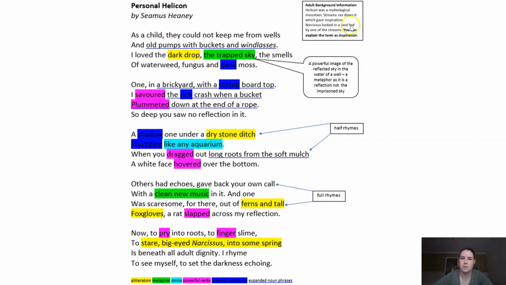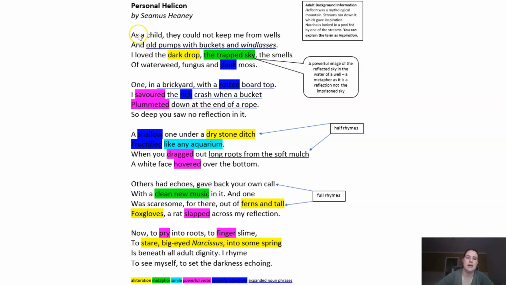So a helicon was a mythical mountain. And it's part of the reason why I picked this, because we know a lot about our mountain topic already and our rivers. Streams ran down it, which is what gave the inspiration for the idea behind this poem: a narcissus looking in a pool fed by one of the streams. So we're going to have a look at the concept of the story and what it is, and then we're going to have a look at where some of the elements have cropped up in it.